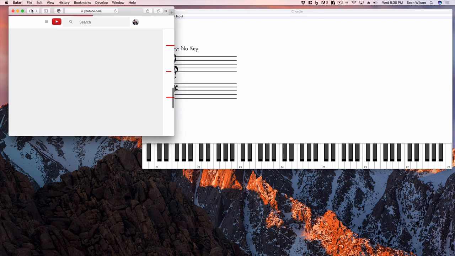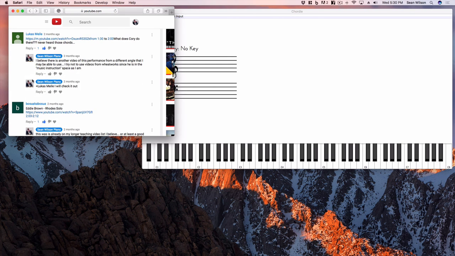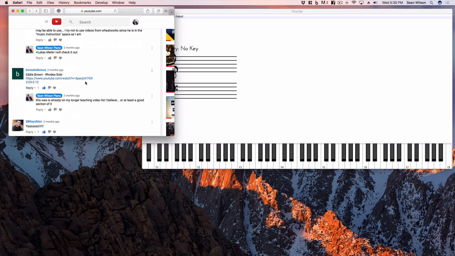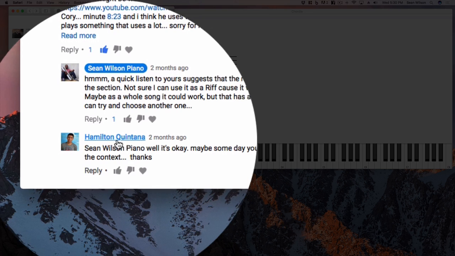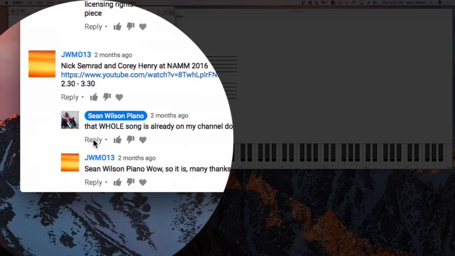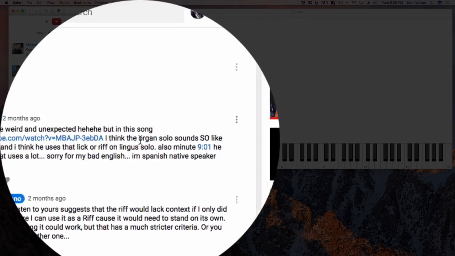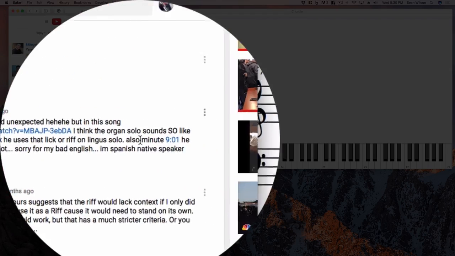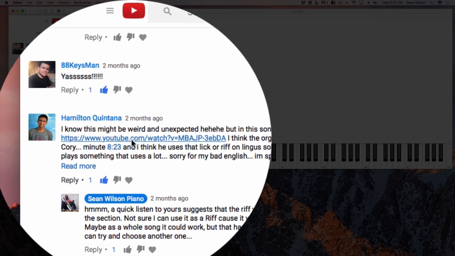Let's go to the next one. Eddie Brown, Rhodes solo. But I believe this one may be on my list, so I may not do this one. Hamilton. How many more do we have here? We have 4 or 5, so we have a couple. All right, Hamilton. I know this might be weird and unexpected, but in this song, I think the organ solo sounds so good, by Corey, minute 8:23, and on 9:01.